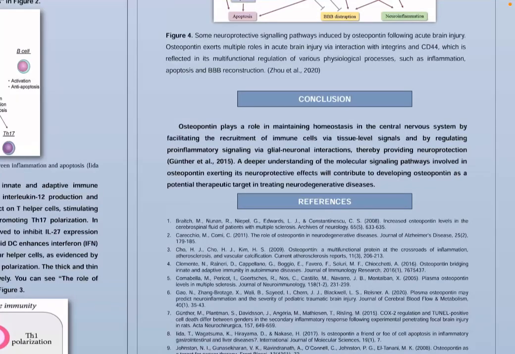In conclusion, osteopontin plays a role in maintaining homeostasis in the central nervous system by facilitating the recruitment of immune cells via tissue level signals and by regulating pro-inflammatory signaling via glial neuronal interactions, thereby providing neural protection. A deeper understanding of the molecular signaling pathways involved in osteopontin exerting its neuroprotective effect will contribute to developing osteopontin as a potential therapeutic target in treating neurodegenerative diseases.